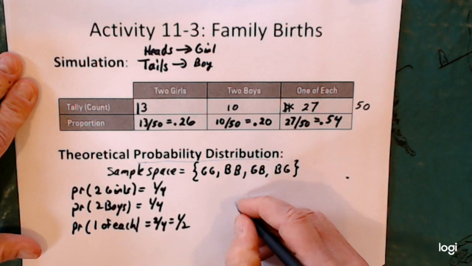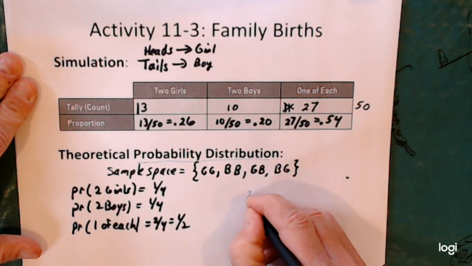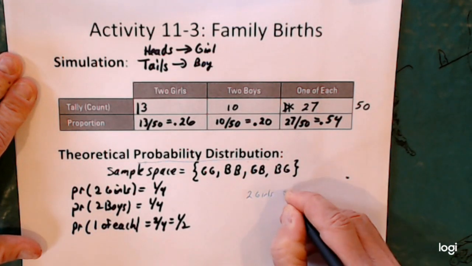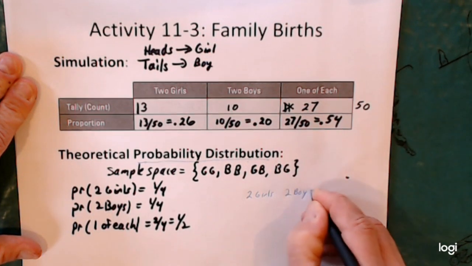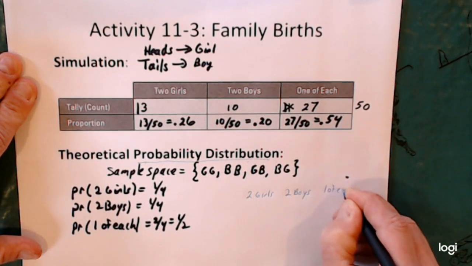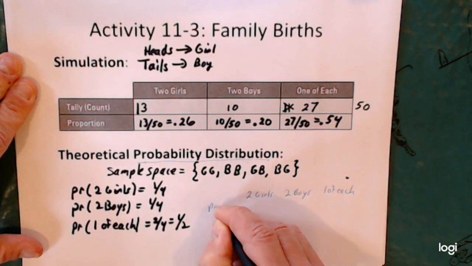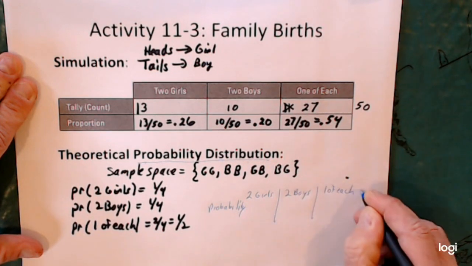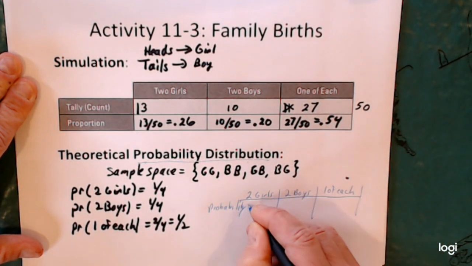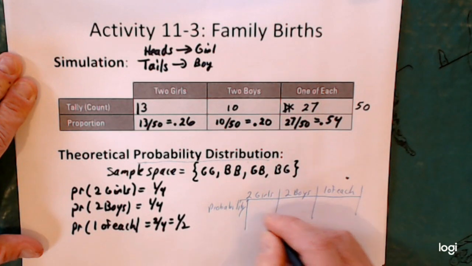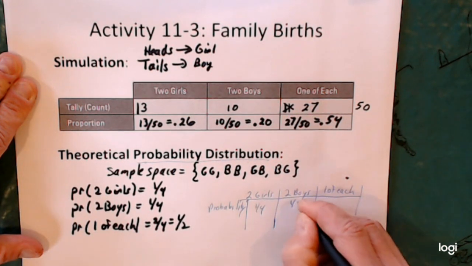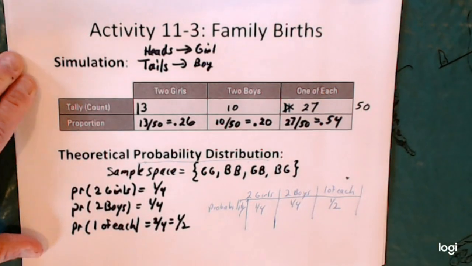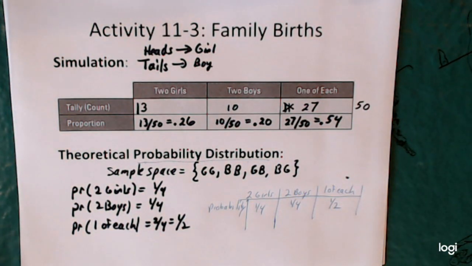Let's make our table, right? So we've got 2 girls, 2 boys, 1 of each, and the probability. Okay, not super neat here, but you get it. 1/4, 1/4, and 1/2. All right. So there's our distribution. So we've got our probability distribution.